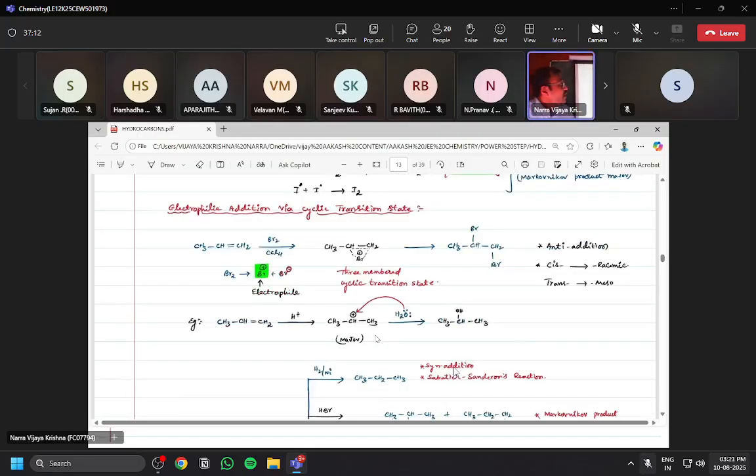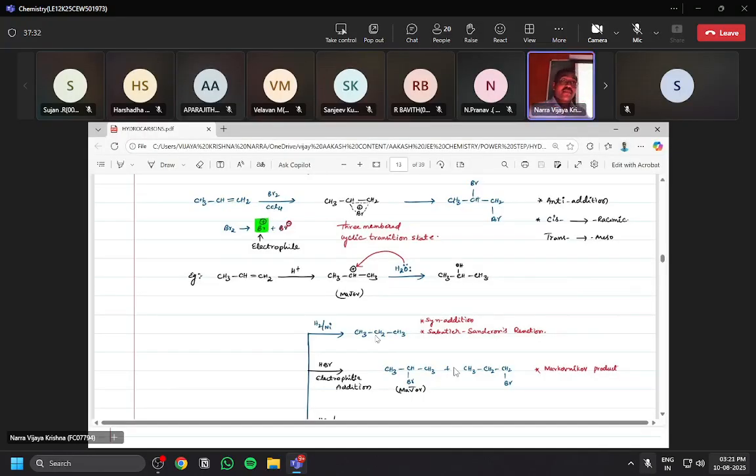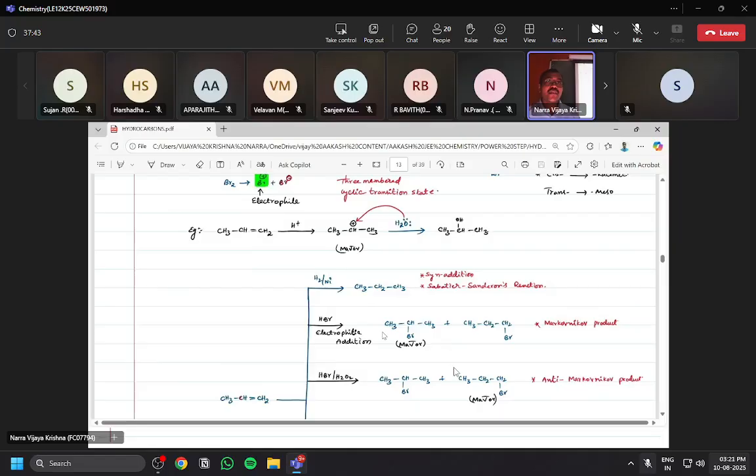Observe this reaction. Electrophilic addition via cyclic transition state. First, Br2 in CCl4. Now same Br2 in CCl4. What I have taken here in the next case: if I have added water directly, I will get alcohol. If I am taking bromine and water, then you will get OH and Br both. Any questions?